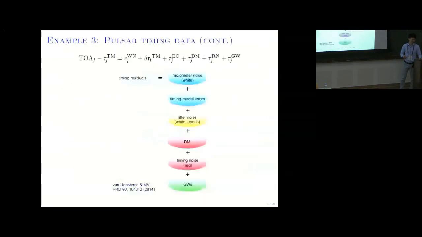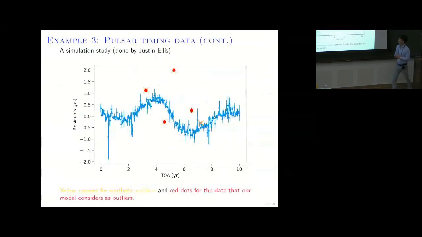So this is one of the tests he did. The blue dots are the simulated residuals, the time of arrival minus the timing model. And each dot has some uncertainties. The yellow crosses are the synthetic outliers he generated. And the red dots are the data points that our model considers as outliers, or the data points for which our model considers that T error is more appropriate than the Gaussian error model.